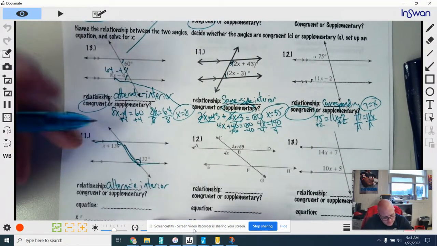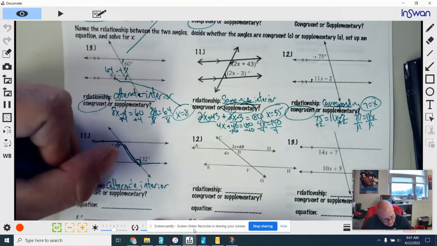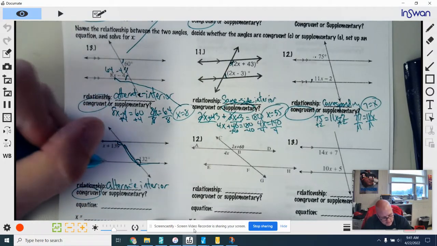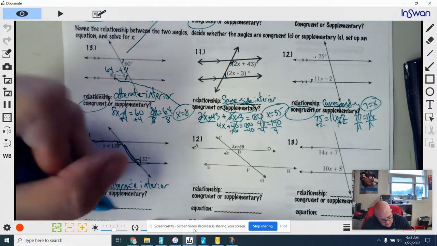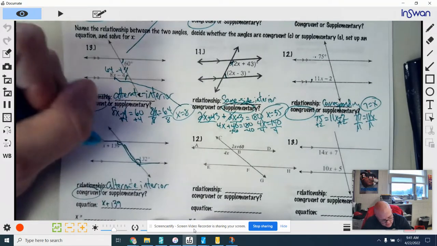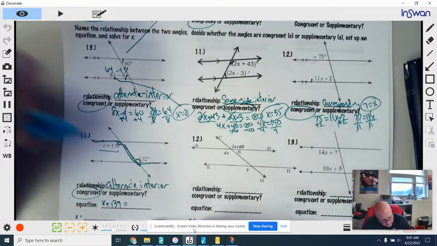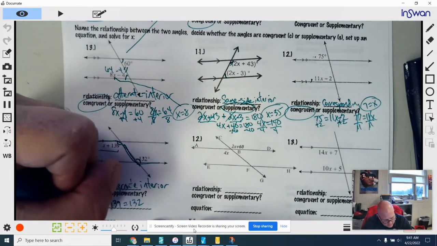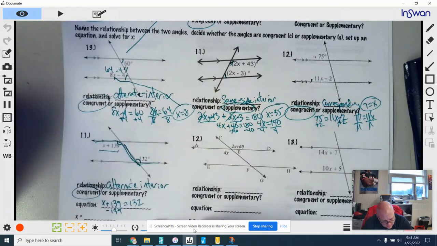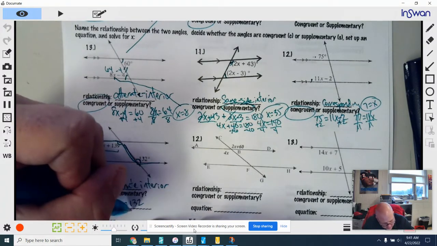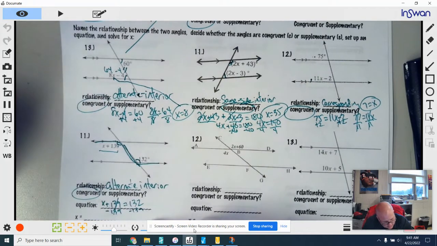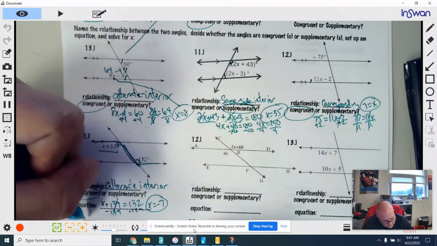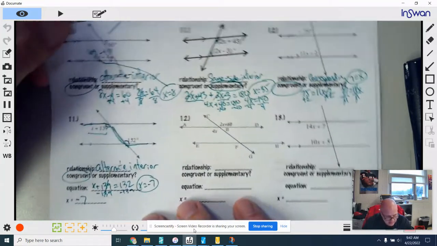We learned up top before that alternate interior is congruent. They equal each other. So my equation right here that I would write down is x plus 139 for this one equals 132. Okay, so then if I solve, I just subtract 139, subtract 139, cancels, and then we get x is equal to -7. So x equals -7 is what I'd write in that line there.